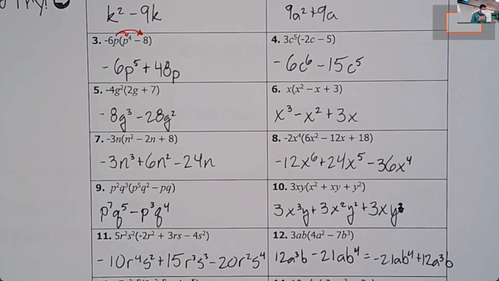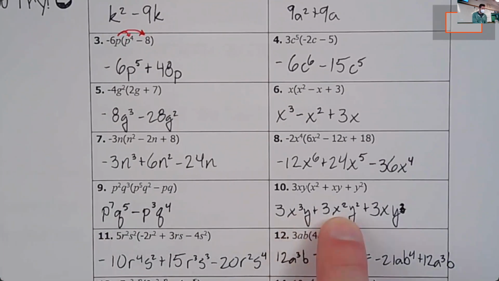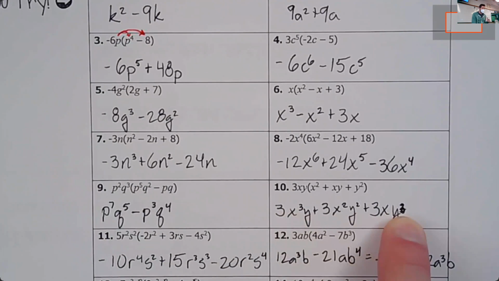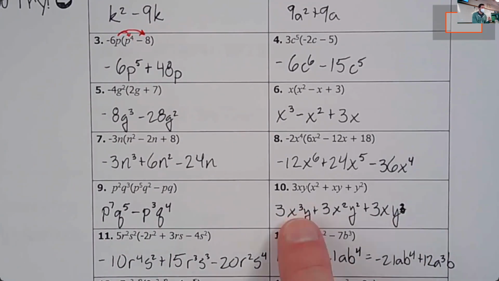For example, on numbers 10 and 11, all 3 terms on 10 and all 3 terms on 11 have the same amount of total exponents with each of the terms. But they're in the correct order because the 3 here and then the 2 here and the 1 here with the x, every term here has an exponent total of 4. And so we go with the highest exponent of the first letter first. So that'd be x to the 3rd.